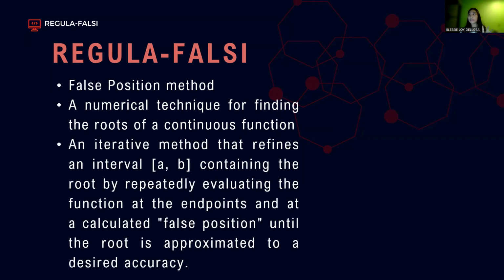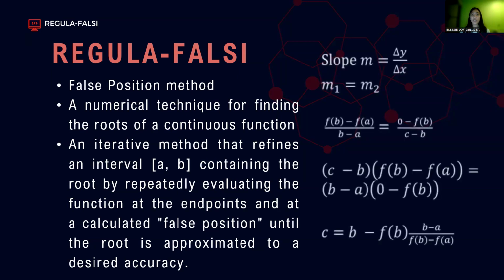Regula-Falsi is an iterative method that refines an interval A and B that contains the root by repeatedly evaluating the function at the endpoints and at a calculated false position until the root is approximated to a desired accuracy. As you can see on the screen, I have here the formula for the Regula-Falsi.